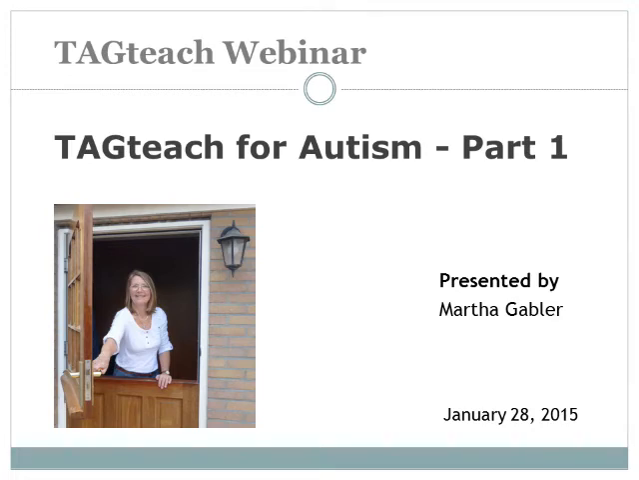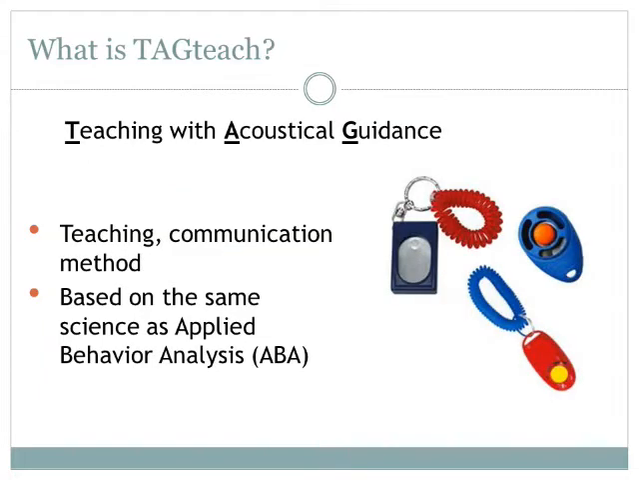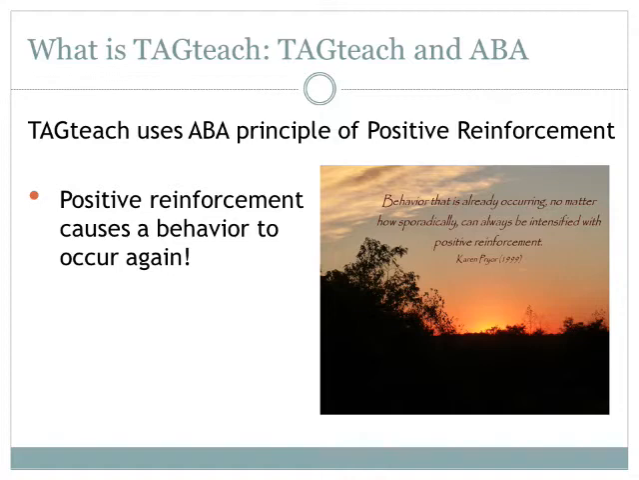I'm the mother of an 18-year-old nonverbal boy with severe autism and the author of Chaos to Calm. Now we're going to talk about TAGteach, what it is and what it is not. TAGteach is a teaching and communication method based on the scientific principles of applied behavior analysis, or ABA. The most important ABA principle we will deal with is the principle of positive reinforcement. TAGteach uses the ABA principle of positive reinforcement, and positive reinforcement causes a behavior to occur again.